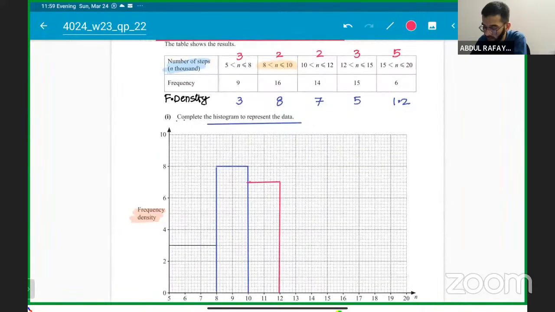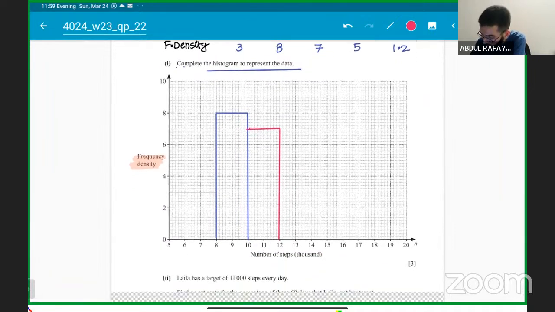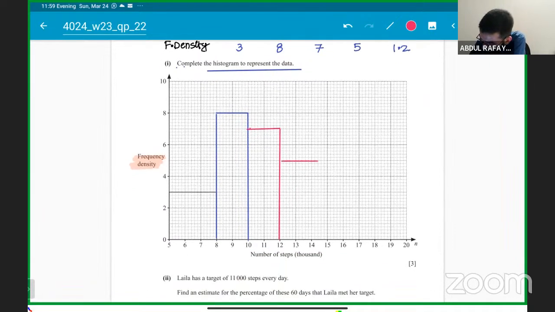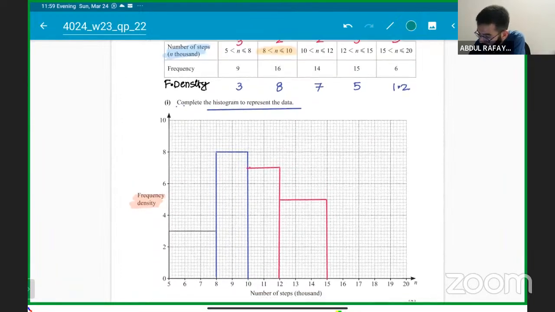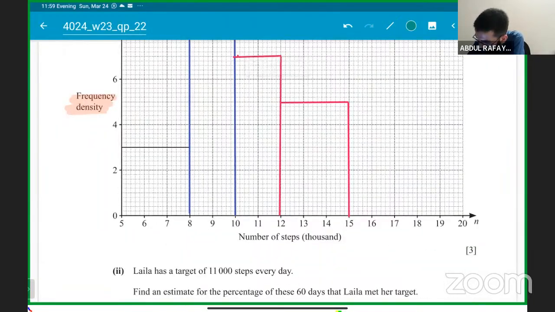10 to 12 will be 7. So between 10,000 steps and 12,000 steps, it is taking 14 days. On frequency density basis, it is 7. And then we have 12 to 15, that is 5. So 12 to 15 will be 5, sir. It will be like this one, students. And the last one, 15 to 20, will be 1.2. So 1.2 should be here, students.